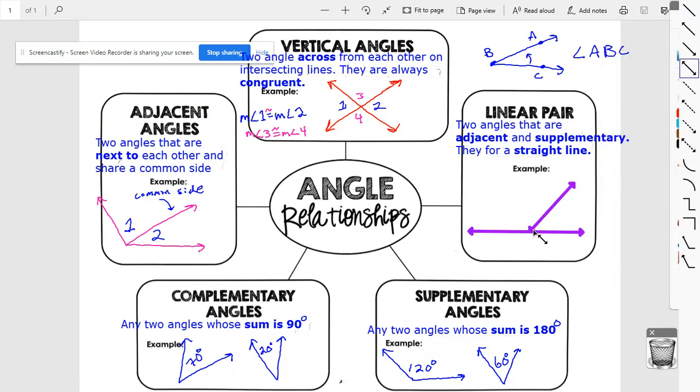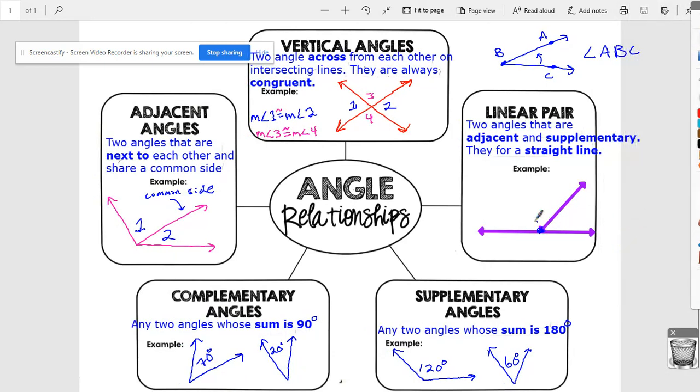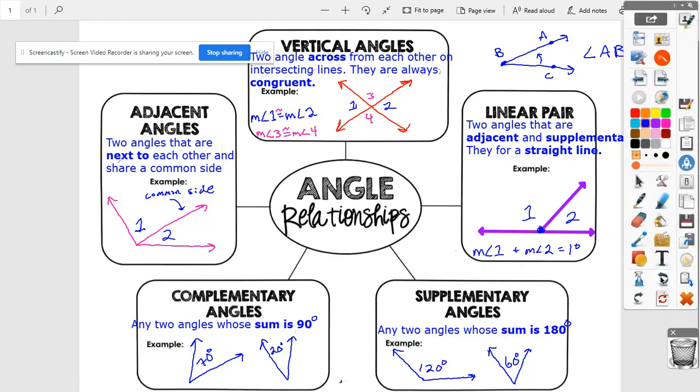But if we have another angle coming off of that, and we know if we have an angle here, 1, and an angle here, 2, these two angles for sure are adjacent because they share this common side. And we also know that since they form a straight line, they have to be supplementary. So we would say that the measure of angle 1 plus the measure of angle 2 has to be equal to, you guessed it, 180 degrees.